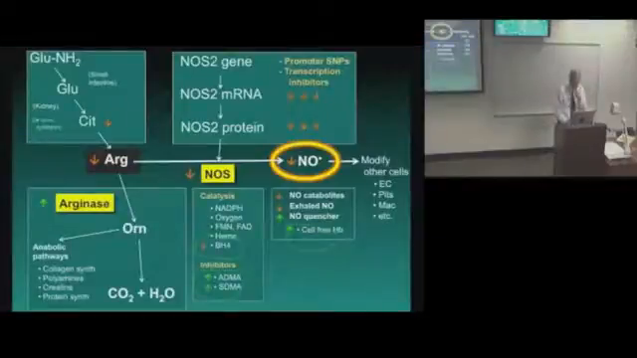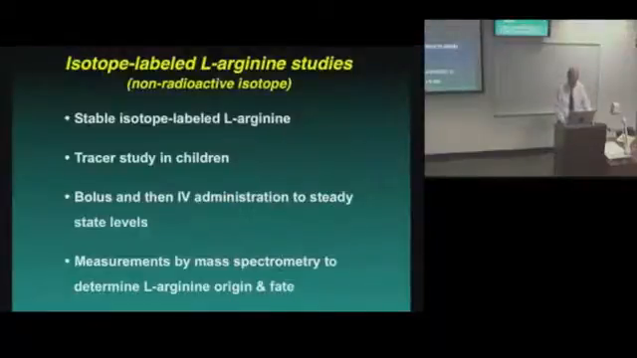So to try to answer that, we've started some studies where we're using isotope-labeled amino acids, specifically, mostly here, L-arginine. These are non-radioactive isotopes. Dr. Millington is here today. He's an expert in that area. He's helping us do the work. And with this stable isotope-labeled arginine, we use it as a tracer. So we can put that in the patients and then trace where it goes.